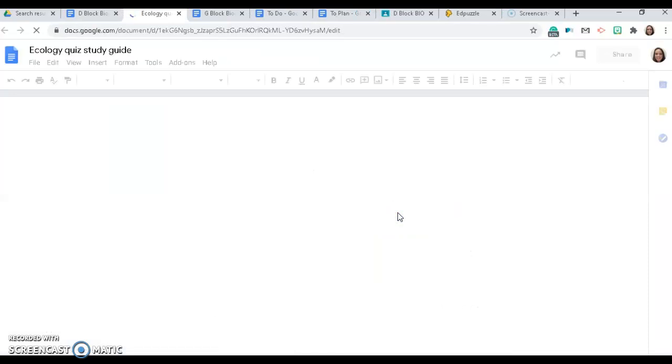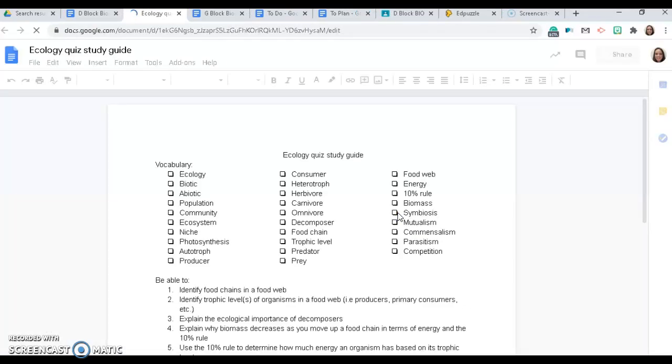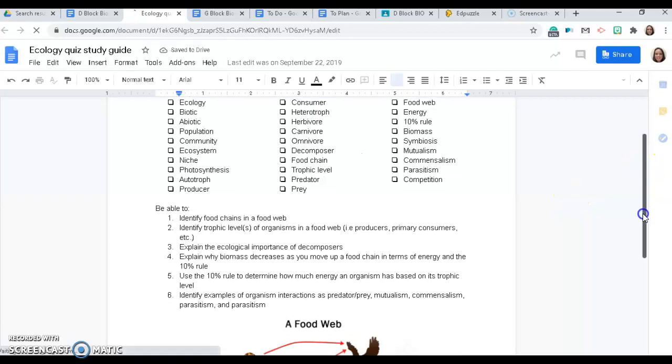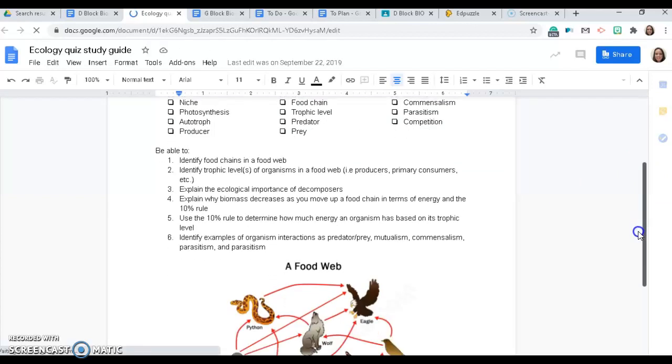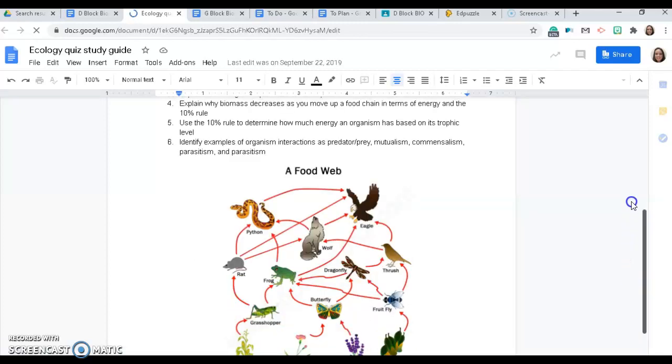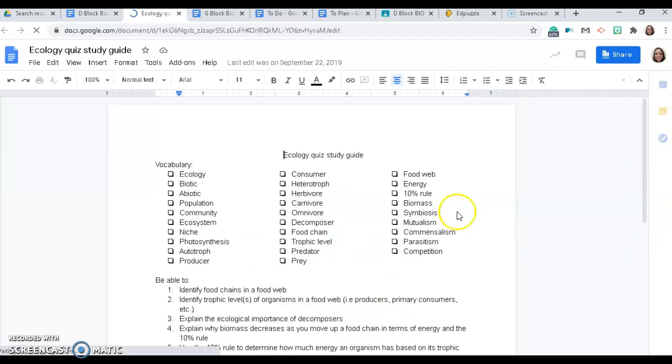And the study guide will tell you everything that you need to know in preparation for the quiz, all the vocabulary, and all the things that you're going to have to be able to do for the quiz. So it's only one short page, 6 things that you have to do. There is a lot of vocabulary, but many of these words are going to be reviewed because a lot of this stuff you learned in environmental science last year.